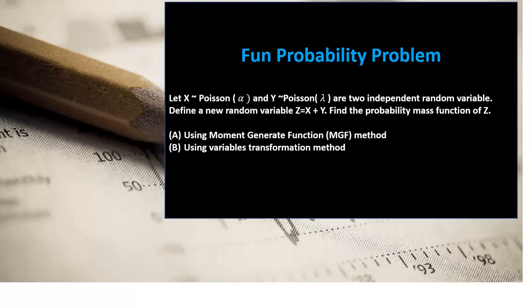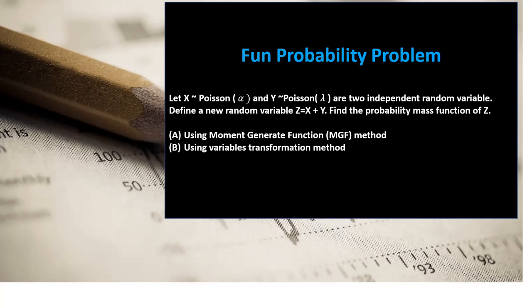Today, we are going to talk about one very classical problem. The problem says, if I have two random variables, x and y, and the x has a Poisson distribution with the parameter alpha, and the y has a Poisson distribution with a parameter lambda, and they are two independent random variables. Now I define the new random variable z equal to x plus y. What will be the probability mass function of z? That's what we are interested to find.